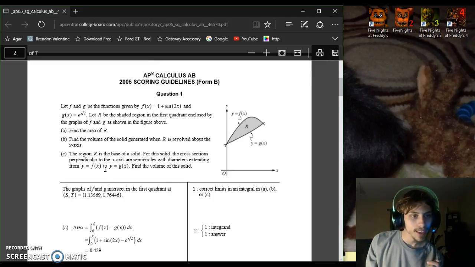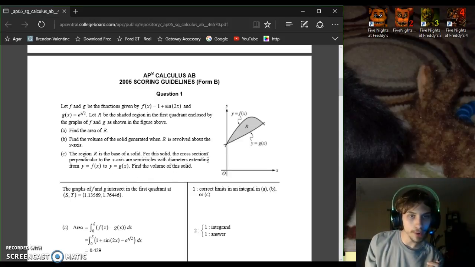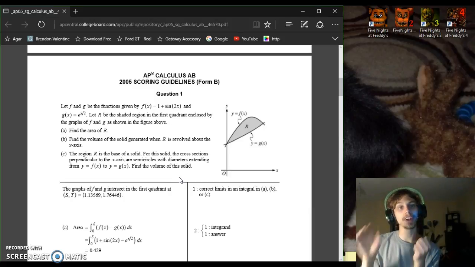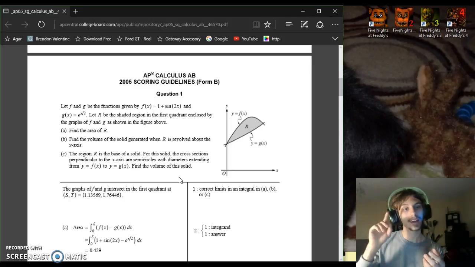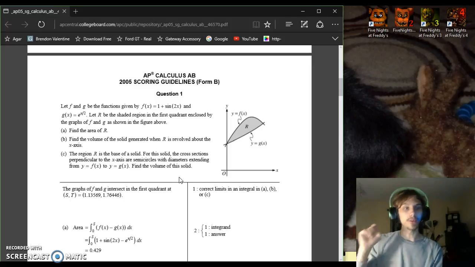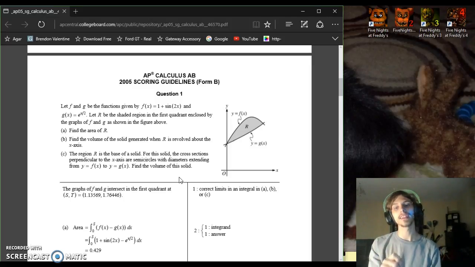So it's saying from y equals f of x to y equals g of x. So from here, it'd be just a bunch of cross sections until we reach g of x. And then they are semicircles. They're not circles, they are semicircles. Keep that in mind. So we have to find the volume again.